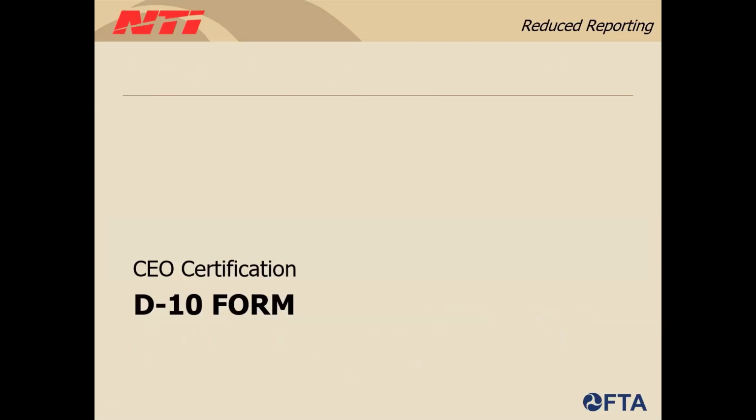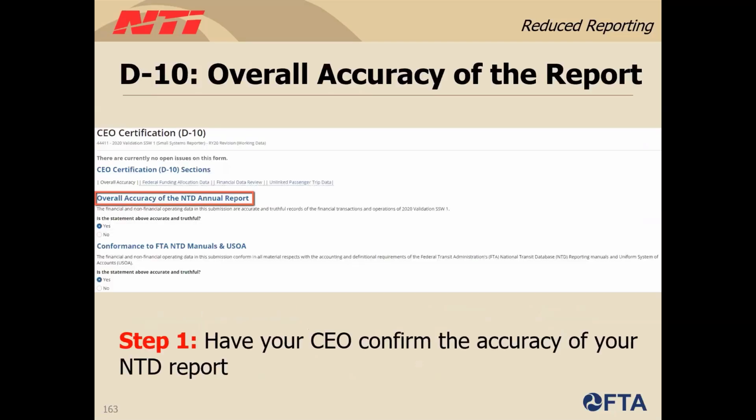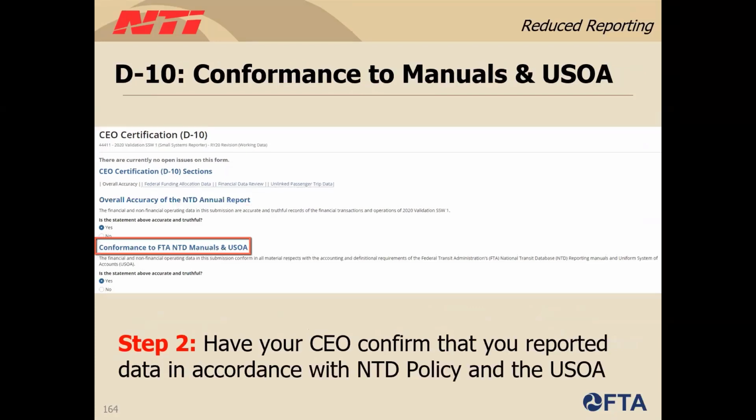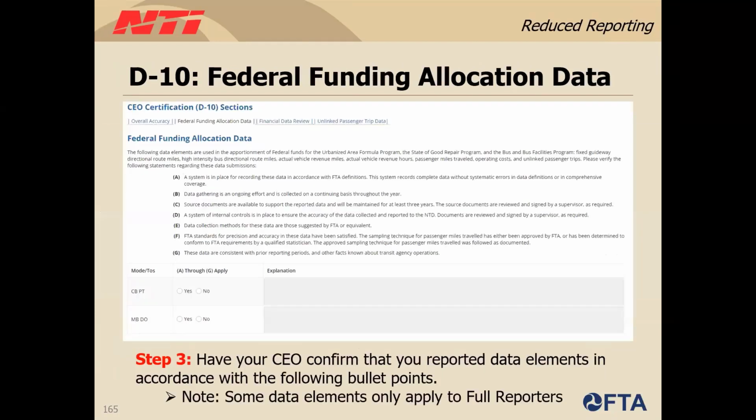The last form in the report package is the D10 CEO Certification Form. This form should be completed by your agency's CEO. First, you will need to confirm the accuracy of your NTD report. Here, you will confirm that your reported data is in accordance with NTD policy and the Uniform System of Accounts. Now, you will review the criteria listed in options A through G and ensure that the data meets these requirements. You will select yes or no for each mode operated.